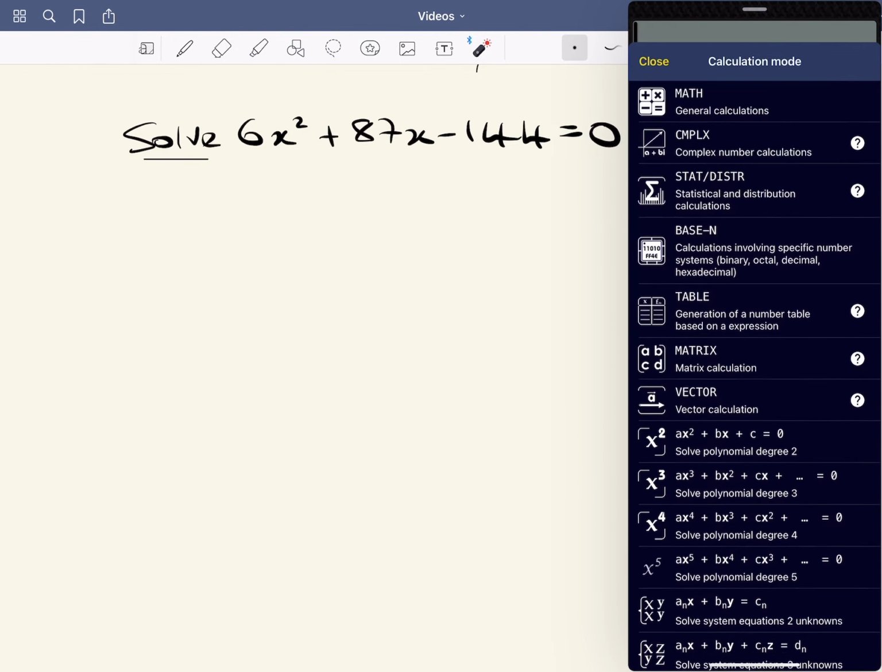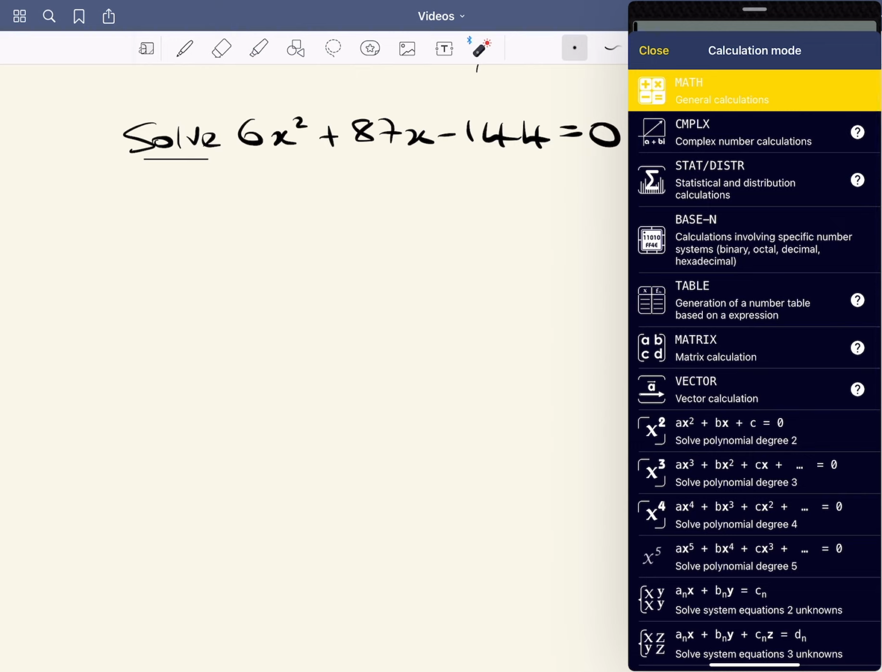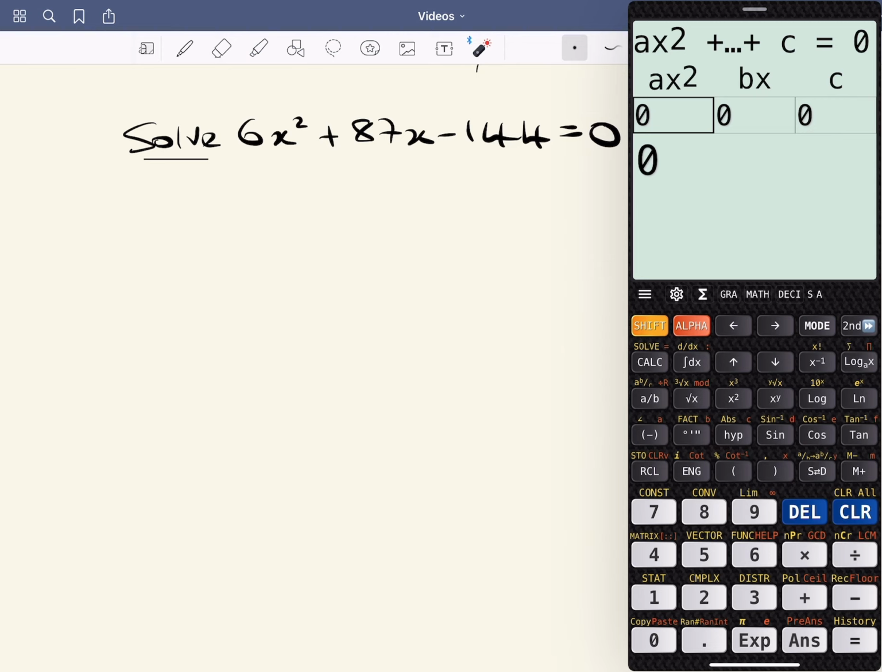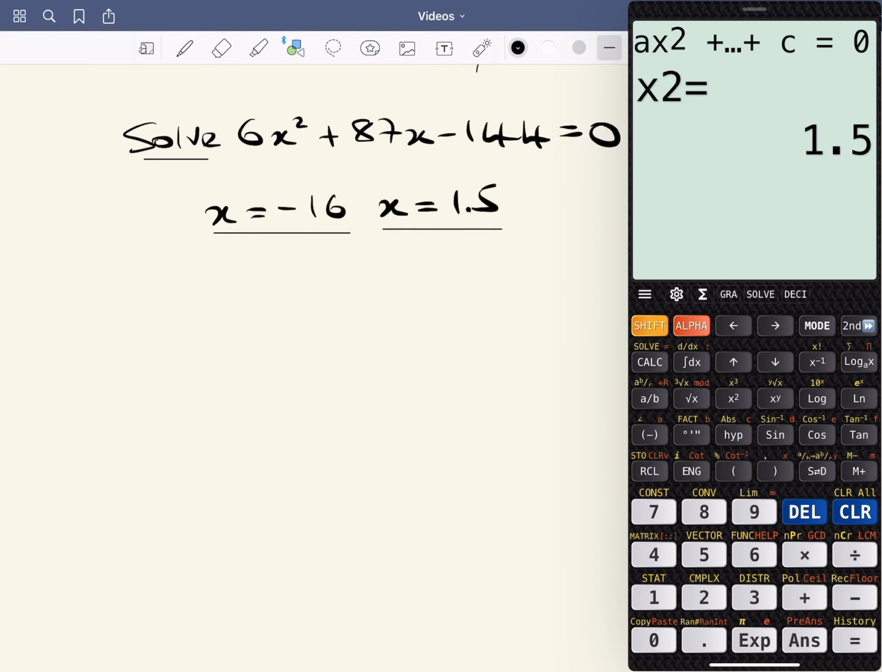If I go on mode and then go down the list to solve polynomial degree 2, and this is a polynomial degree 2 because of the x squared term, the highest power of x is 2. If I hit on that, then it offers me the chance to just punch in the coefficient here, 6, 87, and the constant term here, and it will give me the solutions. So if I put in 6 equals, and 87 equals, and minus 144 equals, hit equals again, and there we have our solutions. So very, very quickly I can arrive at solutions, and that's always a good thing to do.